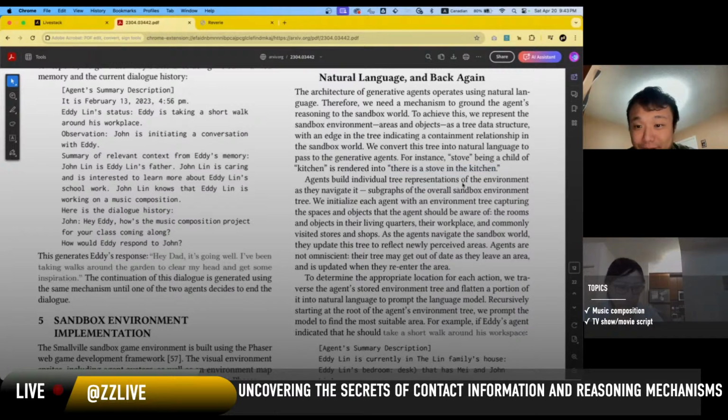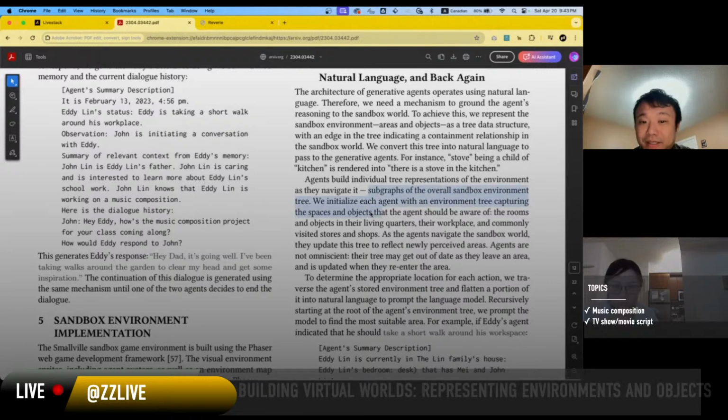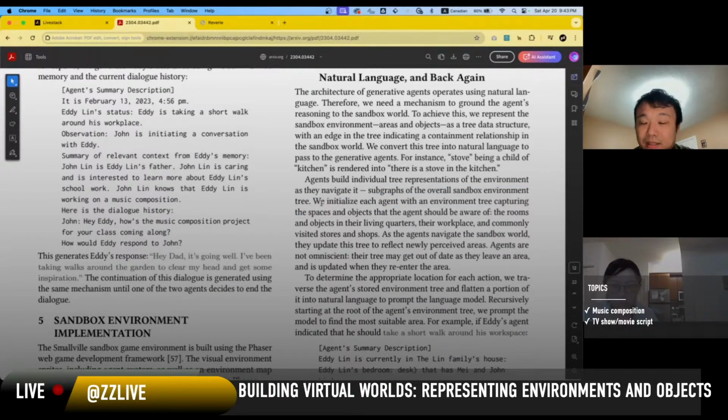Agents build individual tree representations of the environment as they navigate. Wow, this is important too. The environment and the perceived tree subgraph the overall sandbox environment tree. So there's a big tree, and then each agent, as they navigate around, always has a subtree that follows them. We initialize each agent with an environment tree capturing the spaces and objects that agents should be aware of, the rooms and objects in their living quarters, their workspace. This kind of reduces it to what's immediately relevant.